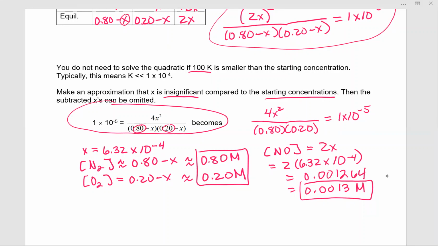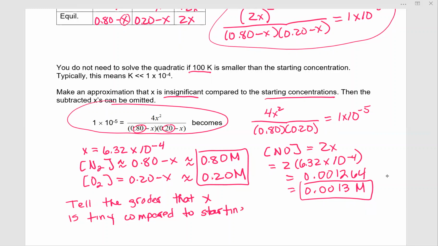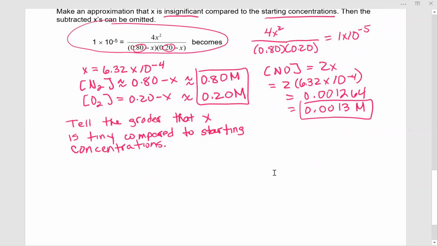Now, one of the key things here is tell the grader that x is tiny compared to the starting concentrations. And so that will have the grader prepared to look at your work. A lot of students will actually solve these using the quadratic because they're comfortable doing that on their calculator, but there is absolutely no advantage to doing that. So you can use the assumption. All right, I think that's enough for the day.